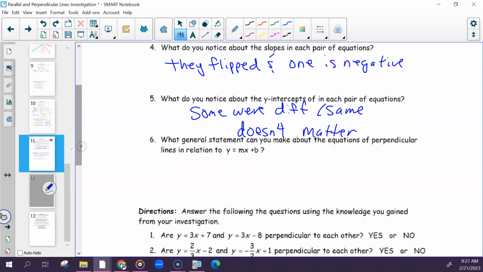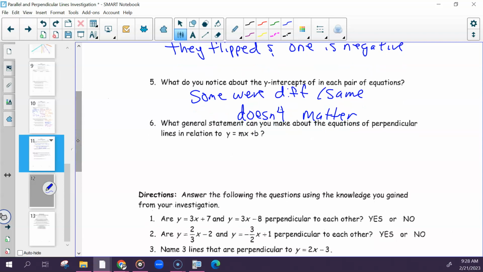So what general statement could we make about equations of perpendicular lines? Curtis? It doesn't matter if the y-intercept is different. The only thing that matters is our slope. And negative or positive, yes. So let's shorten that a bit. Slope has to be flipped and one has to be negative. Y-intercept doesn't matter.